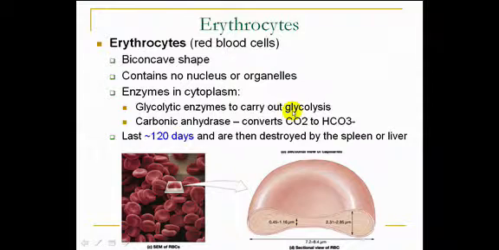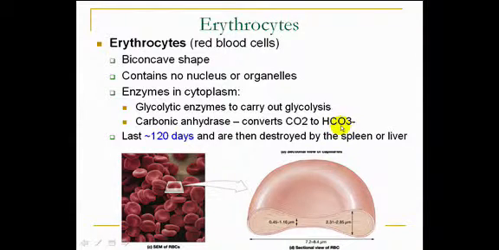They just have the enzymes to carry out glycolysis to make some ATP. And then they have an enzyme called carbonic anhydrase, and you learned about carbonic anhydrase when we did chemistry. It's the enzyme that converts carbon dioxide, basically carbon dioxide and water, combine to form carbonic acid, which then dissociates into bicarbonate and a hydrogen ion. Remember your buffering equation that we learned about in chemistry?